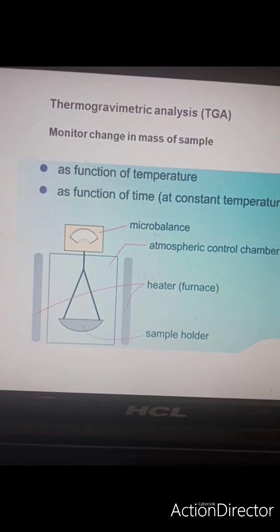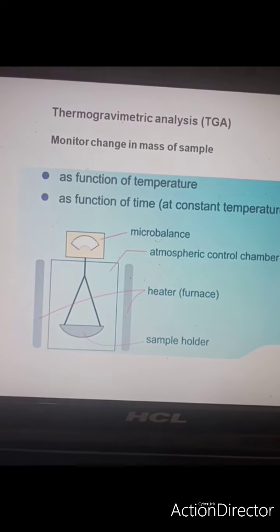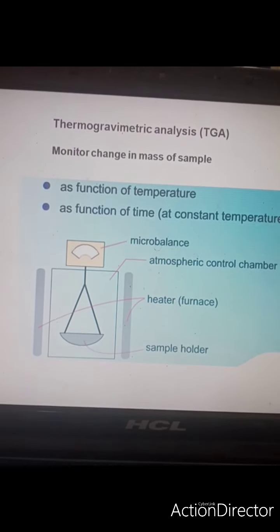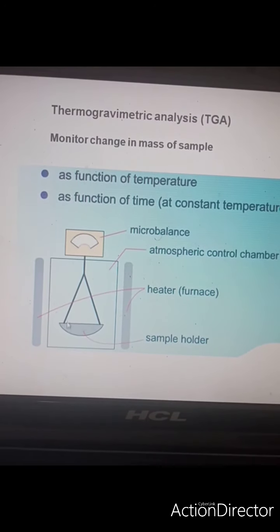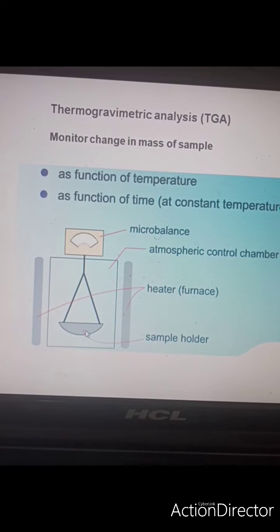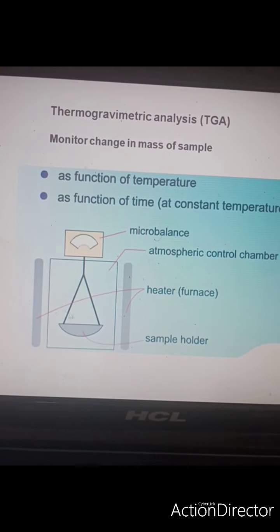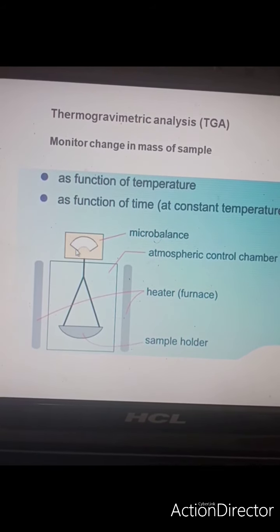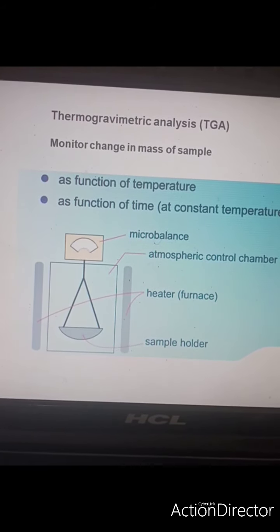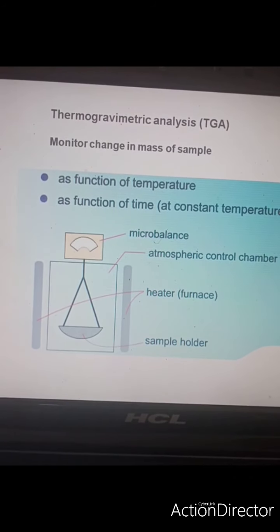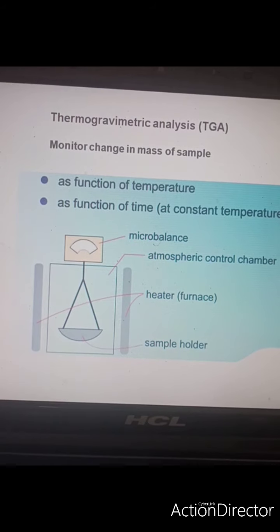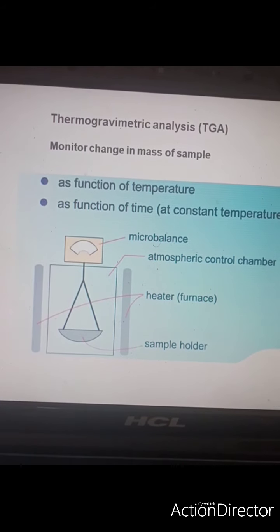As you can see, the instrument has a sample holder in which you place the sample, and then a furnace, and a microbalance, which measures the mass with respect to temperature or time. So TGA measures mass change with respect to temperature under controlled inert conditions.